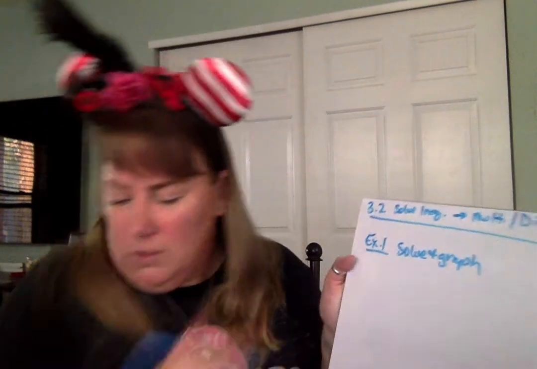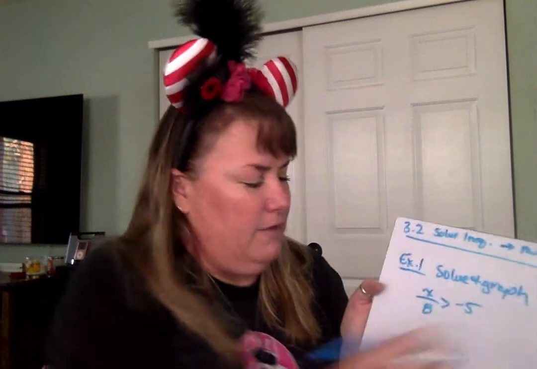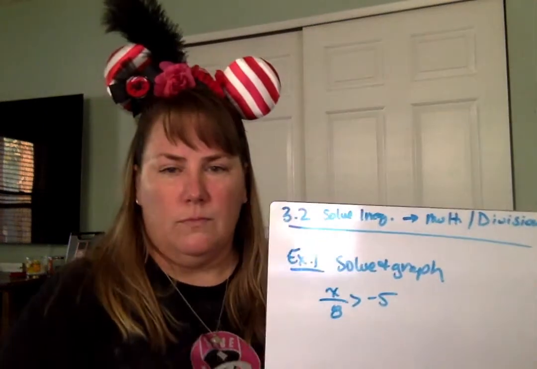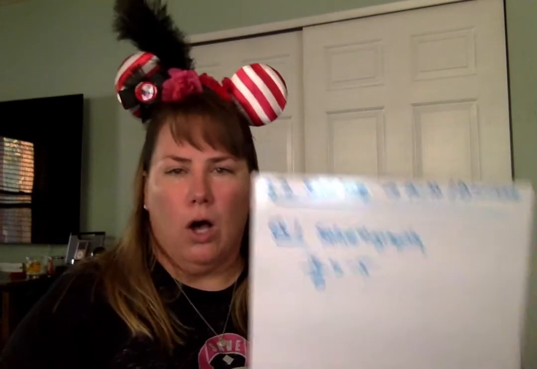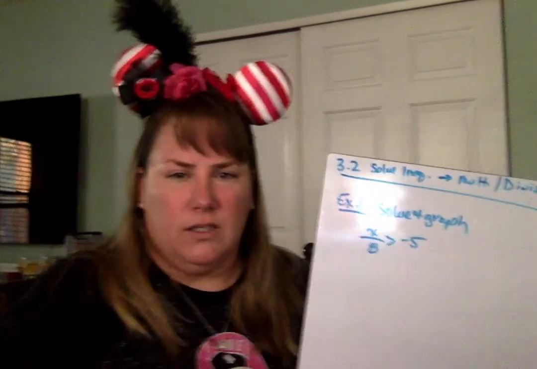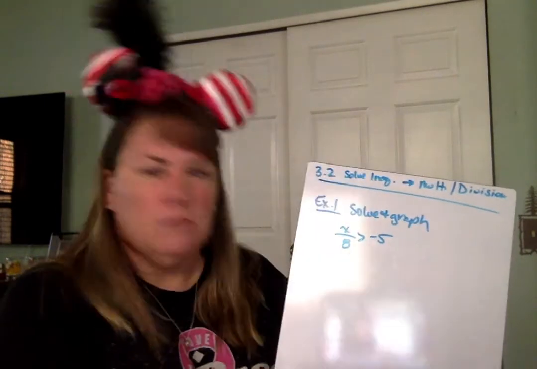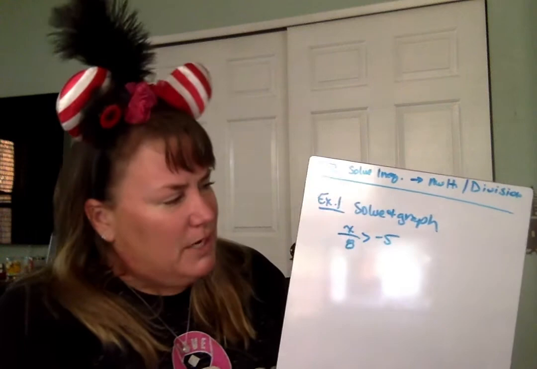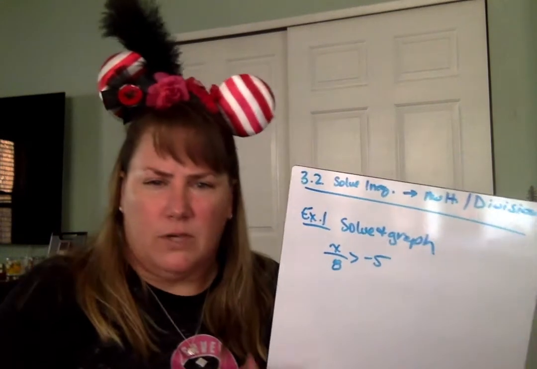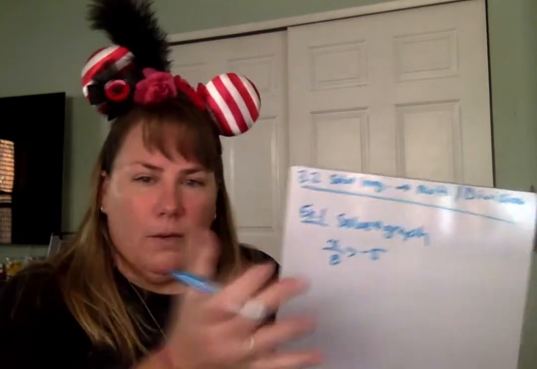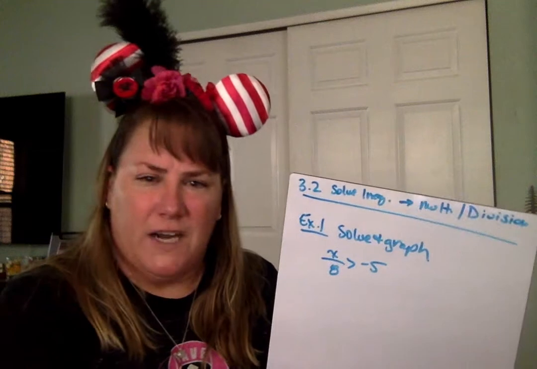And here we go. Let's go. X over 8 is greater than negative 5. Now remember, X does not just stand for a number. X now represents all real numbers. All real numbers. Okay, so we don't want to just say X, because when we talk about inequalities, we're talking about more than one number.